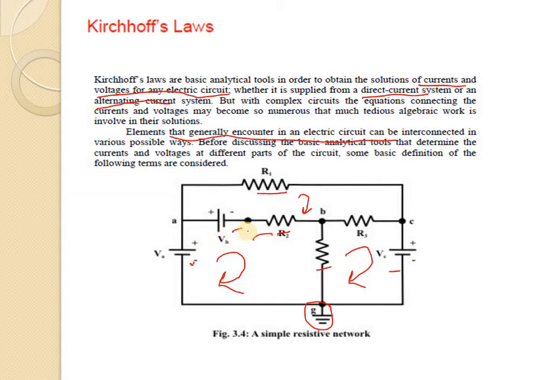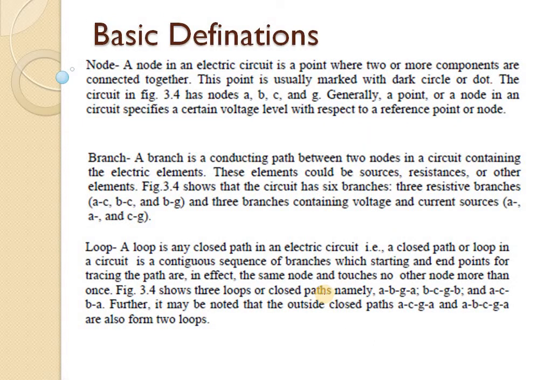Second one, there are nodes. Nodes means where two branches are meeting together. Here, this is a node. And this is also another node where several branches are meeting. Here, this is the ground node or datum node. So this thing we will discuss now: the basic definitions of a given network. So the first thing is node.